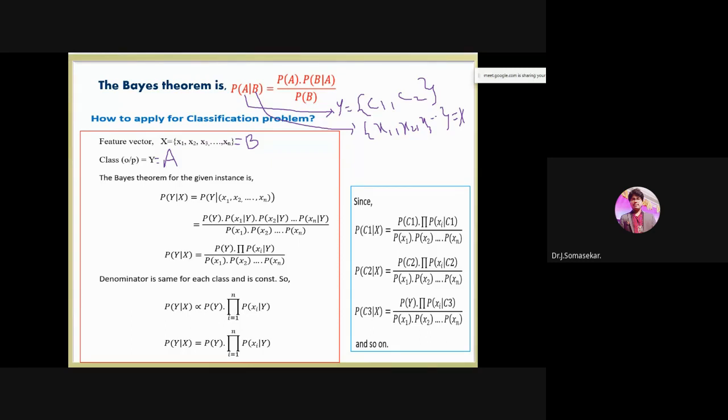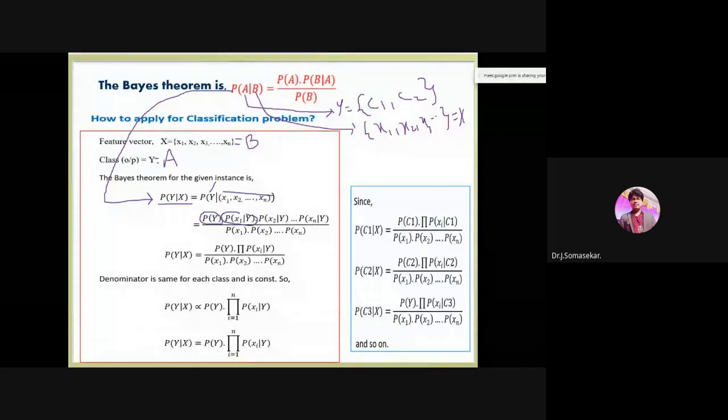Now I am just replacing these values in the Bayes theorem. So P of Y given X. Y is nothing but A, X is nothing but B. And Y given X means X1, X2, and so on, Xn. Now right-hand side, P of A means P of Y. And P of B given A, where B means X1, X2, and so on, Xn. That's why we can write it as P of X1 given Y into P of X2 given Y into P of Xn given Y. I'm talking about the right side of the Bayes theorem, divided by P of B. What is B here? X1, X2, and so on, Xn. That's why we can write it as P of X1, X2, and so on, Xn.